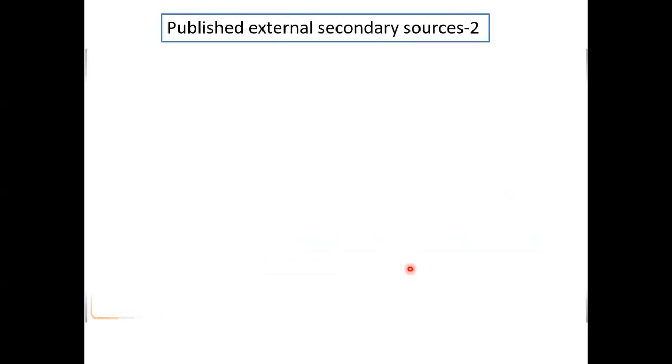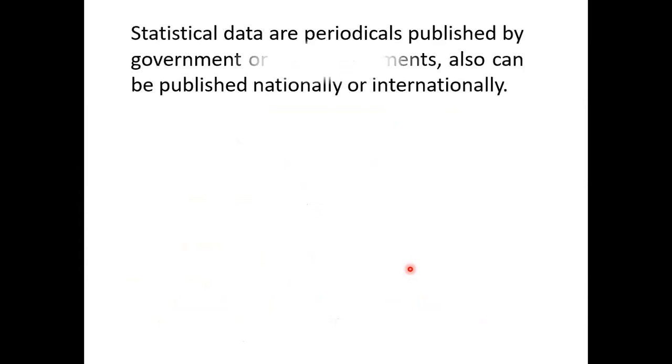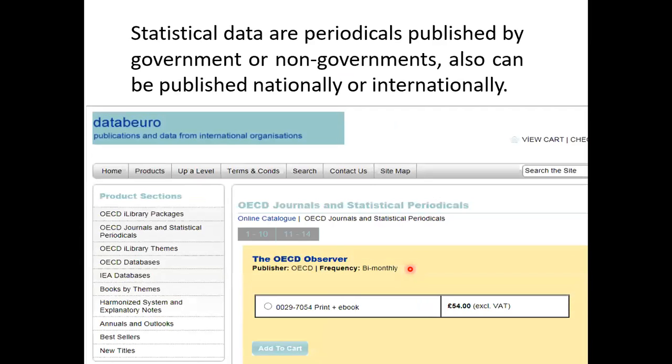And then statistical data, journals, Congress proceedings, of course, Parliament proceedings. These ones can be published nationally or internationally, okay? This is an example, so you can get those.